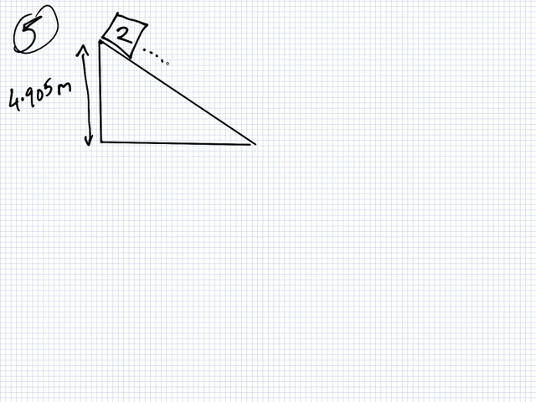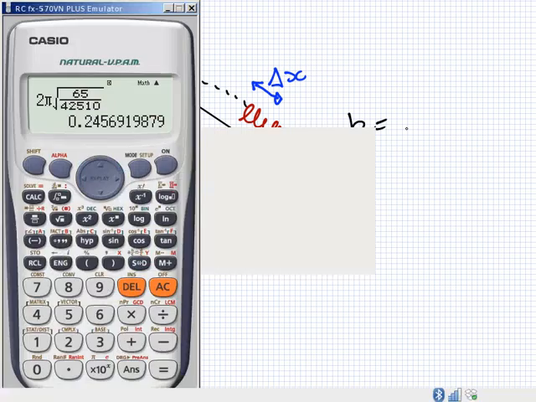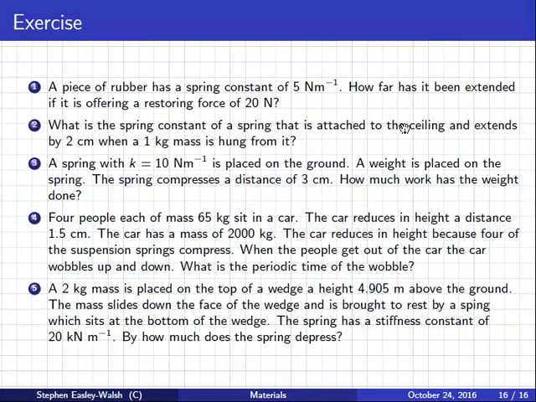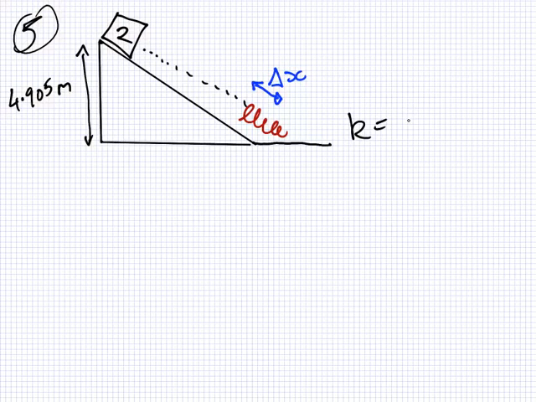And it falls down the wedge and it hits a spring. And what will happen is, of course, the spring will compress a distance delta x. And you're told that the spring constant is 20 kilonewtons per meter. Okay.